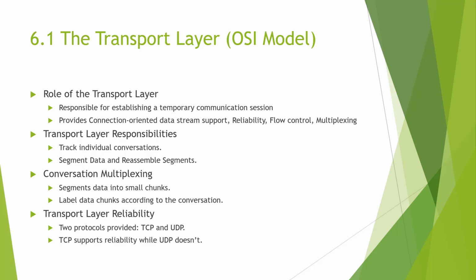TCP and UDP are the two main protocols in the transport layer. Both have functionality in multiplexing, and part of that multiplexing is segmentation. Again, segmentation is chunking of a packet, and part of that would be labeling the data chunks according to the conversation.